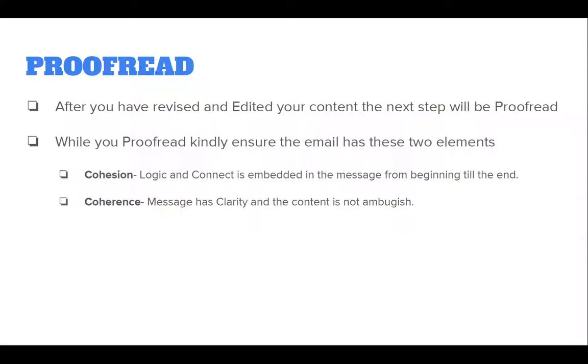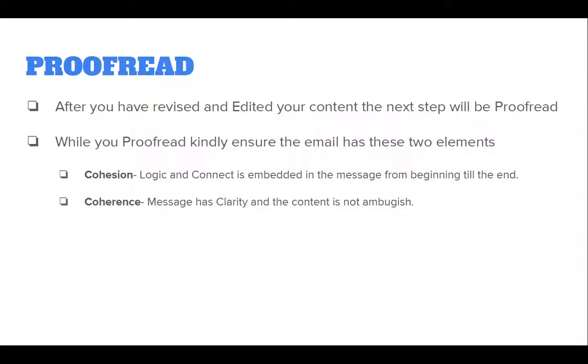The next one is coherence. Coherence means your message should have clarity and the content should not be ambiguous. When I say ambiguous, I mean you should not put every thought in your mail. Your mail is not a letter, it is an email. Email has a restriction of words, a restriction of length. So your message should have clarity. If it lacks clarity, and your message is here and there and your content is not properly organized, then that also fails.